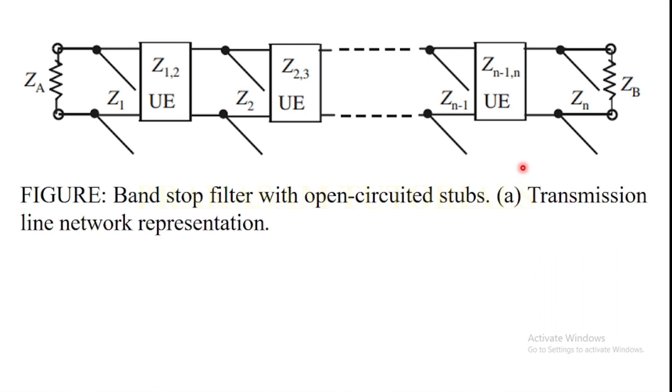In this video, I am going to design a bandstop filter with open circuited stub. This figure shows the transmission line network of a bandstop filter with open circuited stub, where the shunt quarter wavelength open circuited stubs are separated by unit elements. The unit elements mean connecting lines that are quarter wavelength long at the mid stop band frequency.